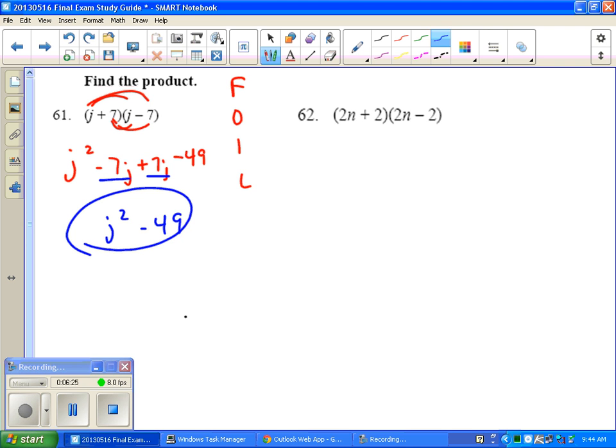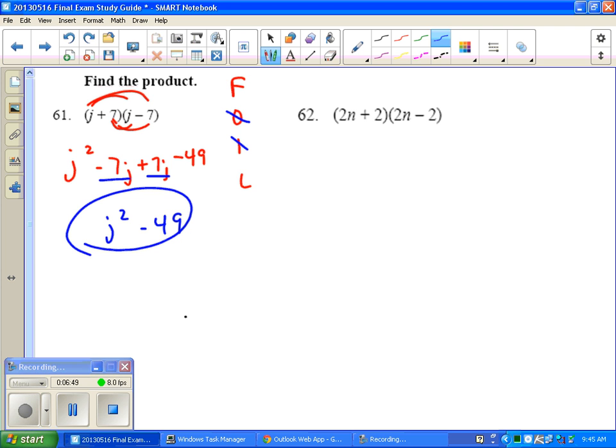You could have noticed that this is what's called a conjugate. Conjugate means that they both have j and they both have 7, but one says plus, one says minus. If you have a conjugate, you can save yourself some time and eliminate the outer and the inner terms and just multiply the first and the last terms. We'll do that with the next one. We'll just do first and we'll just do last because it's a conjugate as well.